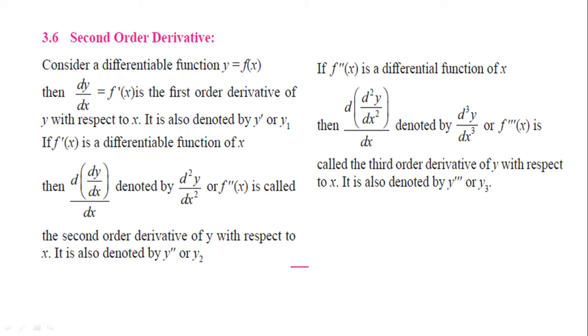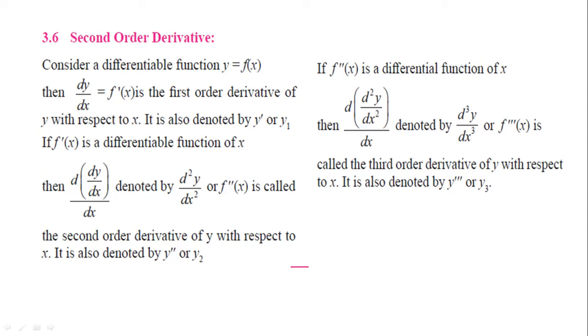So see here, consider a differentiable function y is equal to f of x. Then always you will get dy by dx. After differentiating y with respect to x, we get dy by dx. It is denoted as f dash x also. Derivative of f of x is written as f dash x. And that derivative is called the first order derivative. That is, here it is the first order derivative of y with respect to x, because y depends on x.